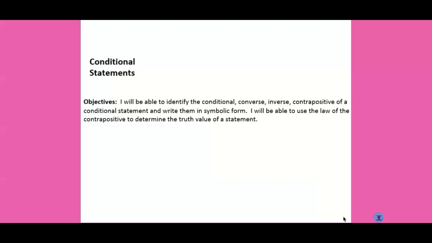Today we're going to be talking about conditional statements. Our objectives: we will be able to identify the conditional, converse, inverse, and contrapositive of a conditional statement and write them in symbolic form. We'll be able to use the law of contrapositive to determine the truth value of a statement.